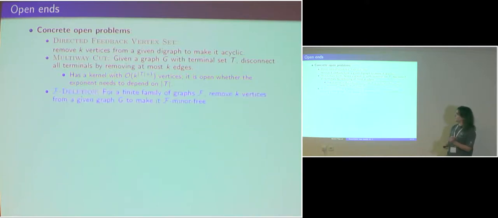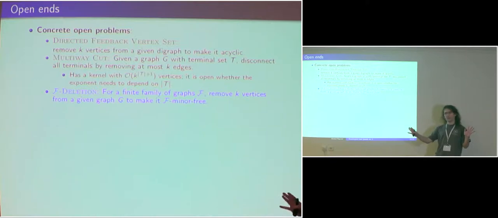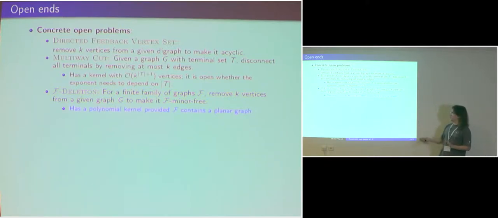Good. Another open problem from sort of a different family is this F-deletion problem, where you've got a finite family of graphs. This is like a minor hitting problem. These are forbidden minors that you would like to avoid. So say, avoiding K3,3 and K5, the Kuratowski graphs, means trying to make your graph planar. You want to make your graph F-minor-free by deleting at most k vertices. This has a polynomial kernel if F contains at least one planar graph. But this makes the problem very different from the original problem. And whether for any F this has a polynomial kernel is an open problem.